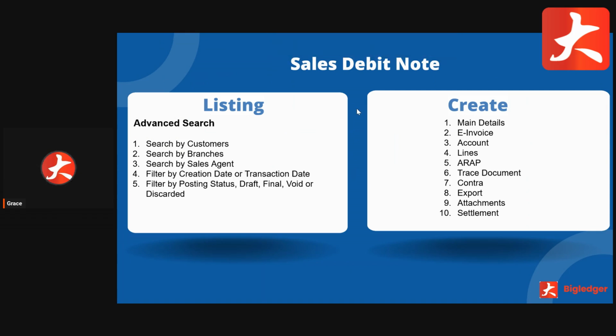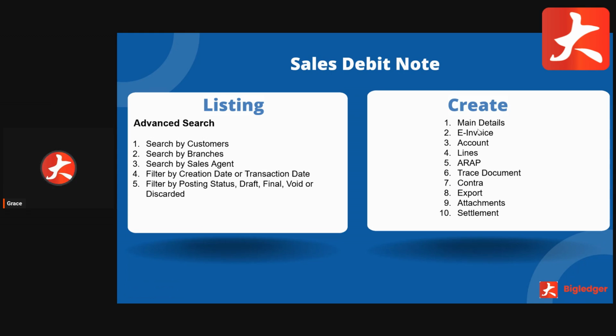So in the big ledger, for the sales debit note, we're gonna have a listing and also the create in the UI. On the listing, we're gonna show you how you can search the sales debit note listing. You can search by a specific customer, specific branches, specific sales agent or salesman, and then you can filter the listing whether you want to view it by creation date or transaction date, and also you can filter by the status of the transaction, whether it's posting, final, draft, void or discarded. Okay, that will be the listing.